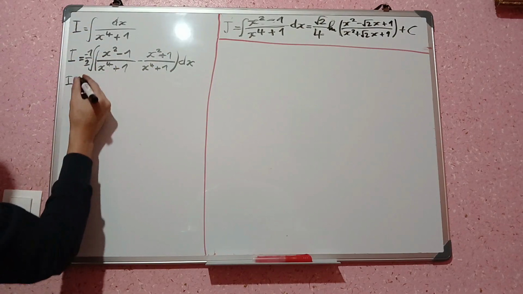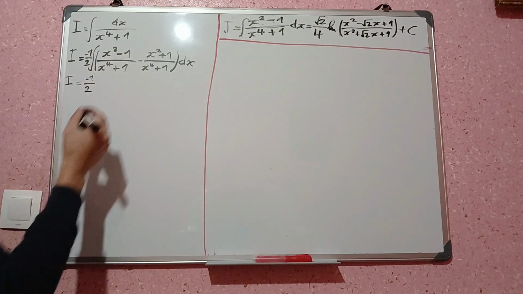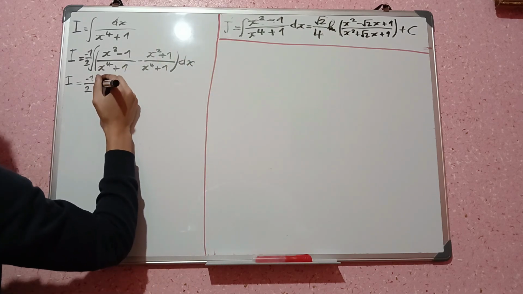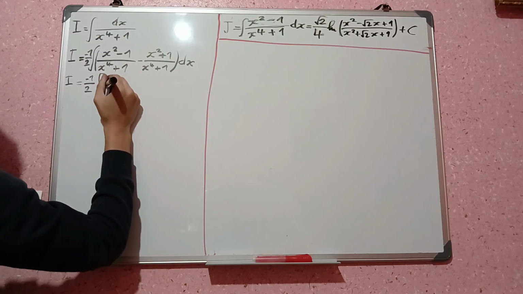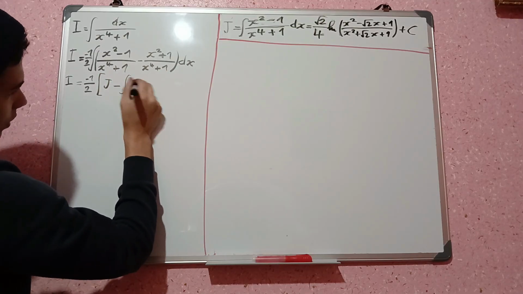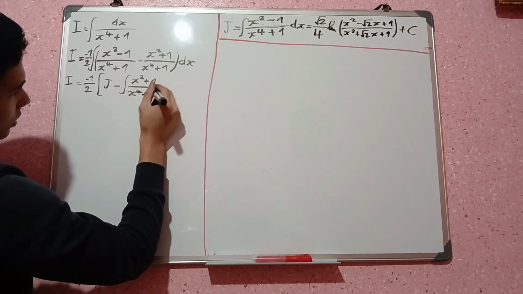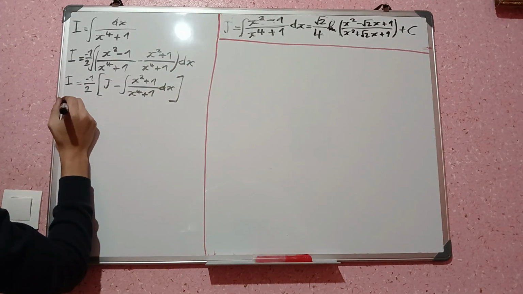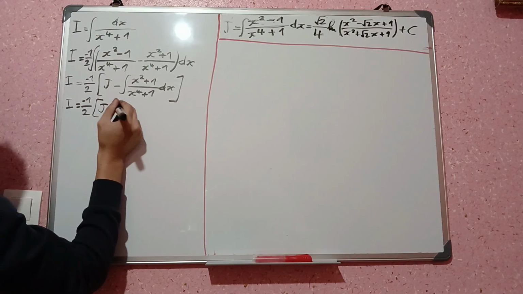So I will be equal to minus 1 over 2 integral of this, which is just g. So we can say, use the brackets, here g minus an integral, which is the integral of x squared plus 1 over x to the power of 4 plus 1 dx. Let's name this integral as h. So I equals 1 over 2 times g minus h.